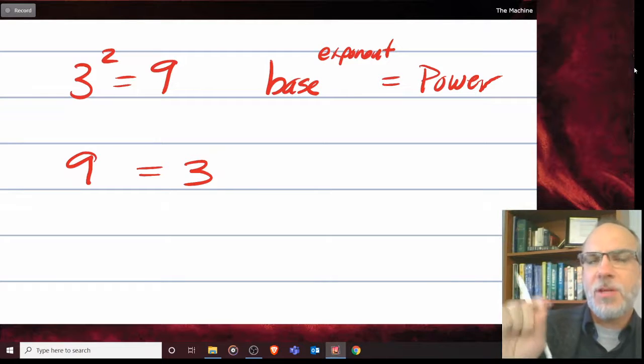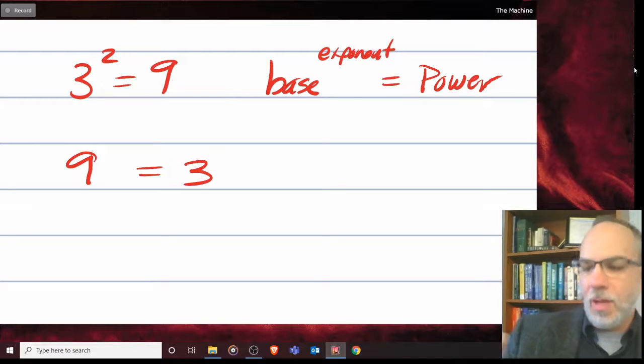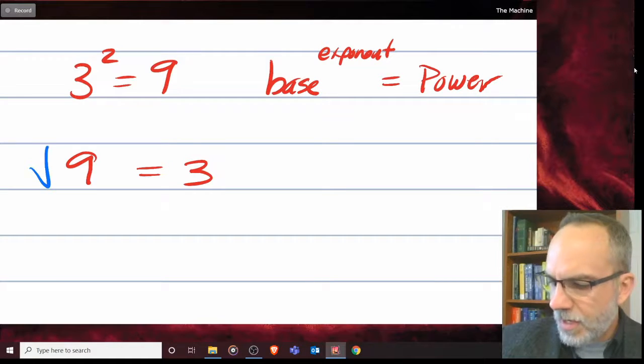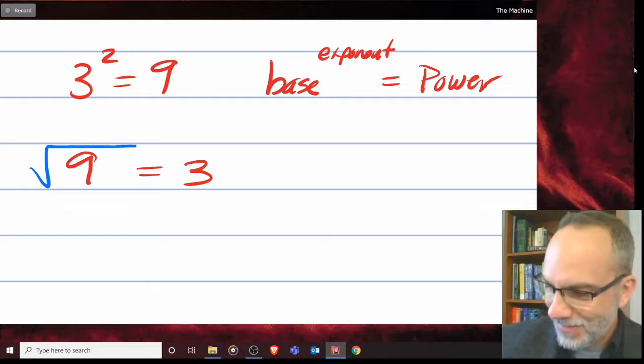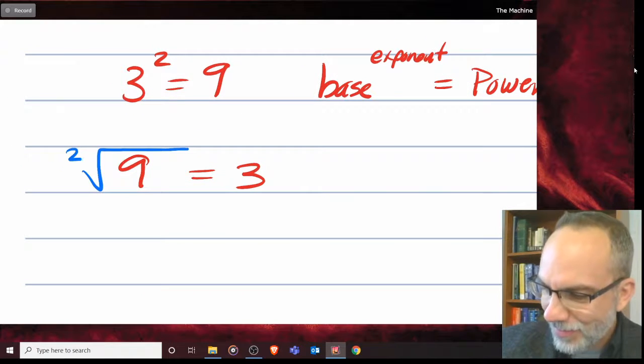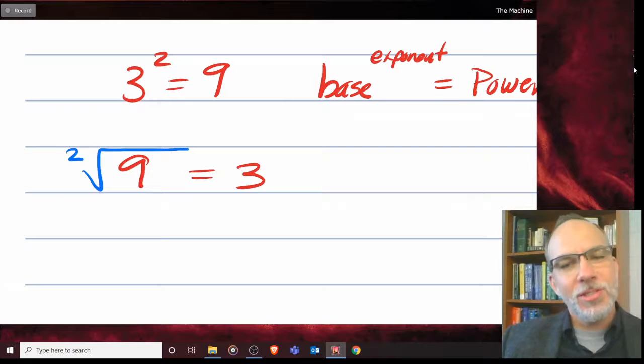In other words, if 3 squared is 9 and I wanted to go backwards and start with 9 and wind up with 3, how would I undo that? Hopefully you understand that it would be a square root. Square root of 9 is equal to 3. You're going to say, yes, but where's the 2? It's right there. But you normally don't write it.